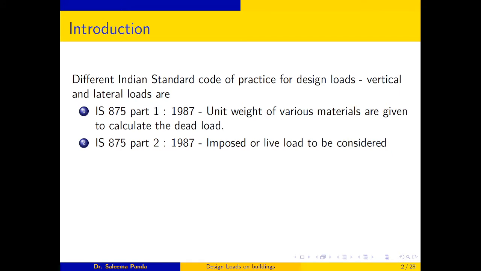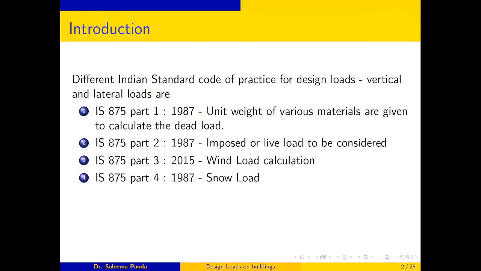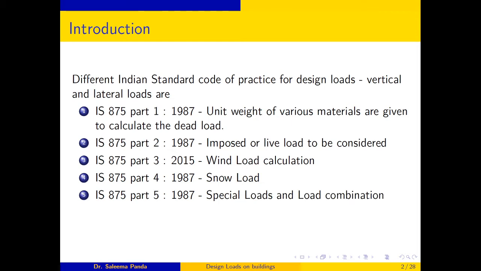Then in Part 2, they have given imposed or live load on different types of members and different conditions. In the third part, they have given the wind load calculations. The dead load and live load are the gravity or vertical loads, and wind load comes under lateral loads. Then we have Part 4, snow load. In Part 5, they have given special loads and the load combinations. In IS 1893 Part 1, we have earthquake load calculations. So these are the different codes that IS, the Indian Standard, has for design.